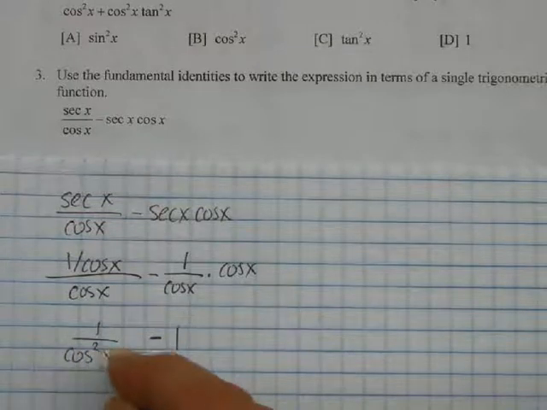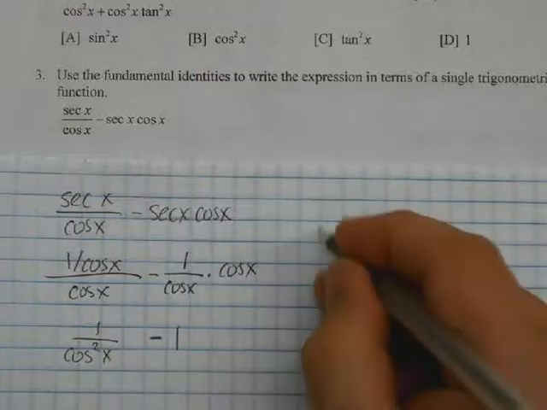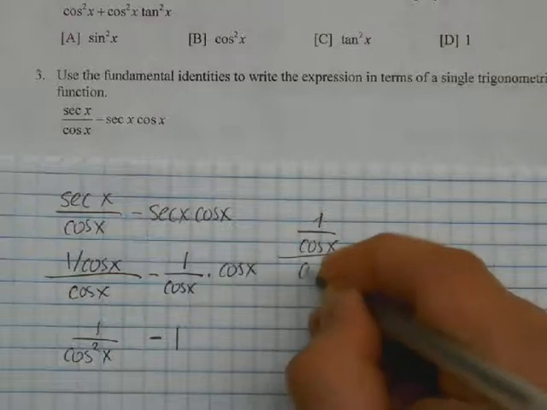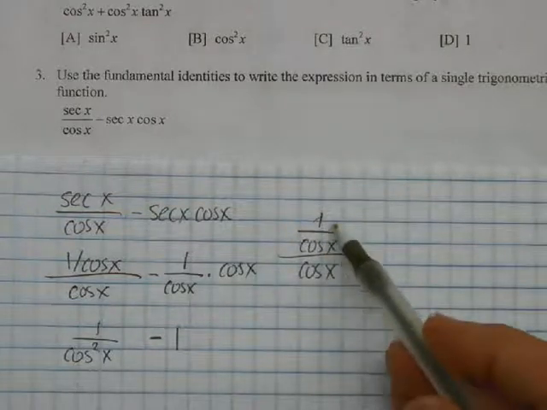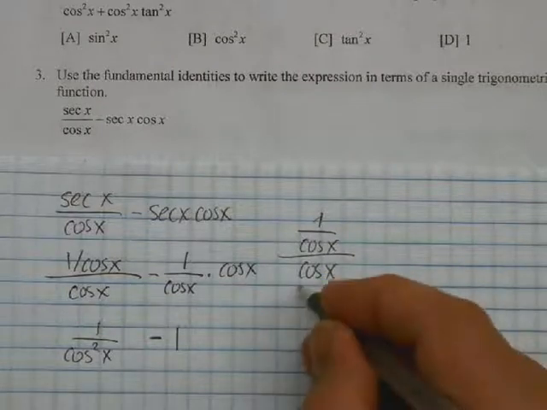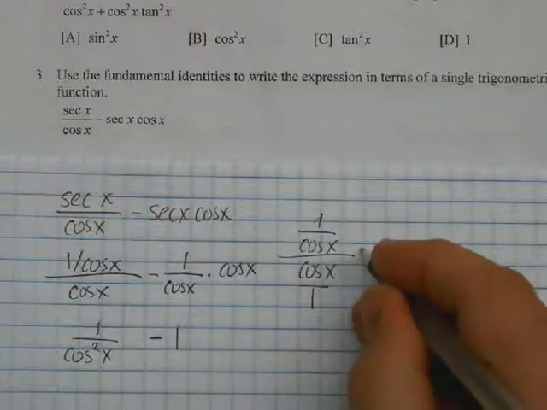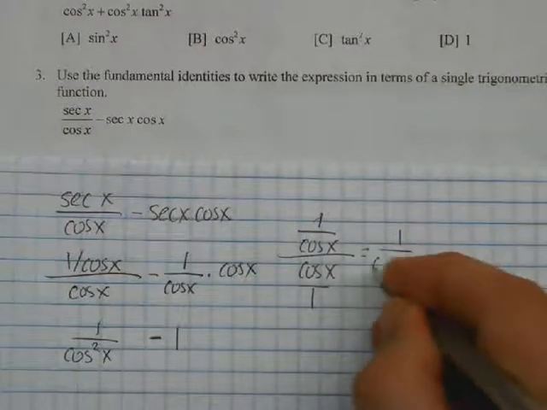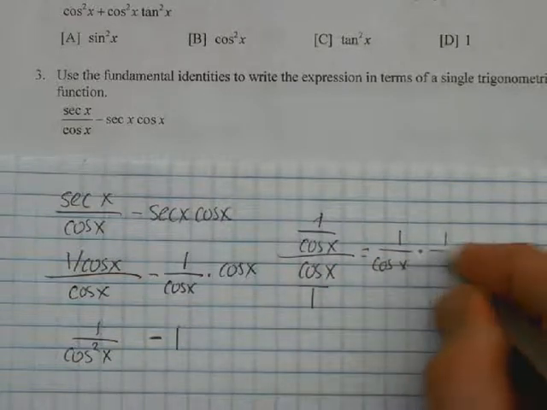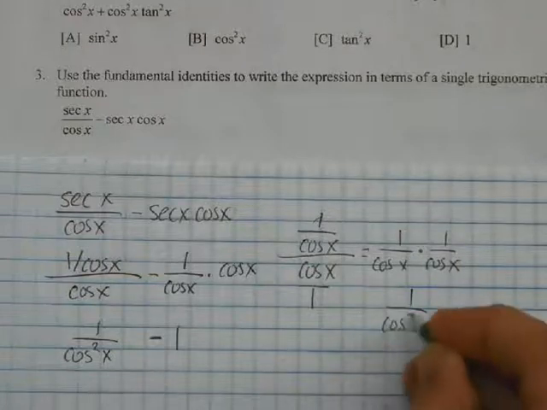cosine squared x. Now, if you're having problems figuring out how we got this, I'm just going to do this division on the side. I just rewrote the division. 1 over cosine divided by cosine, which is the same as 1 over cosine divided by cosine over 1. Then when we change it to multiplication, we multiply by the reciprocal of the denominator. And notice we get 1 over cosine squared.